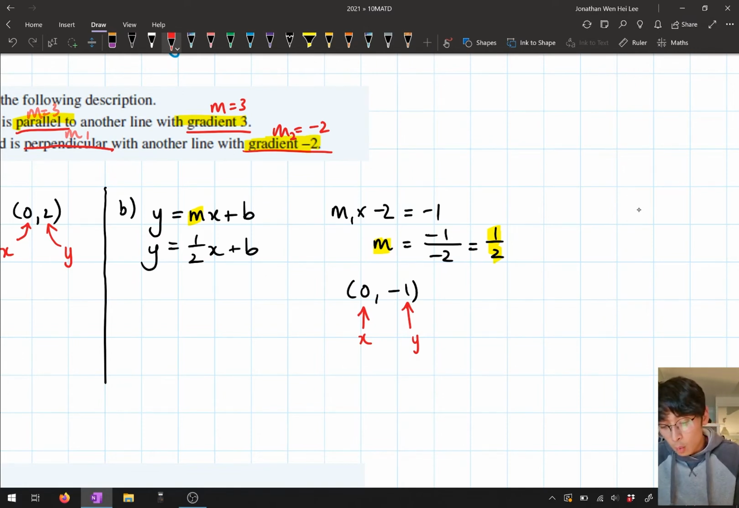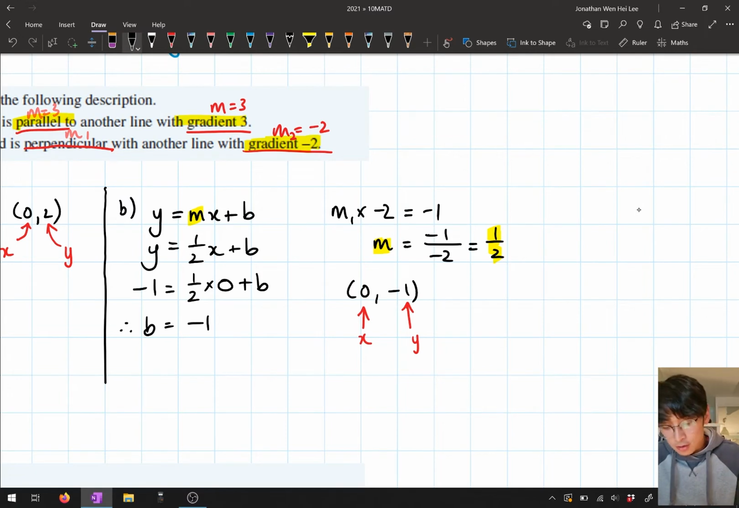So if you have a look here, I've got y over here. I'm going to replace it with -1 is equal to a half times x, which is 0, plus b. So therefore, 0 times a half will just give me 0. So this means that b is just left over here. So b is equal to -1.